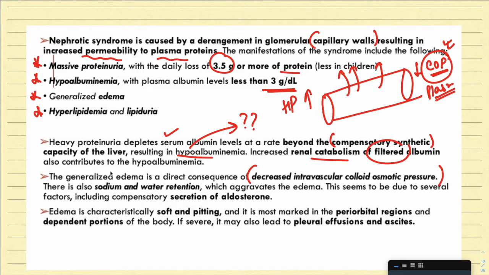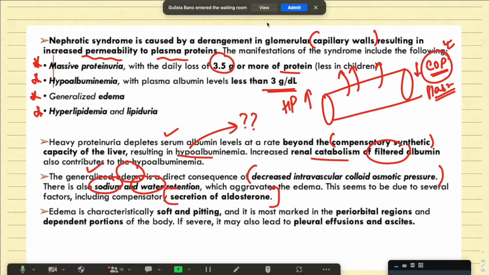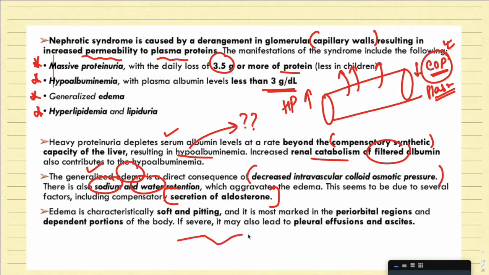So this is basically the cause of generalized edema in nephrotic syndrome, because of a decrease in the intravascular colloid osmotic pressure. Not only that, there is also sodium as well as water retention, which will further aggravate the edema. This sodium and water retention occurs because of several factors, including compensatory excessive secretion of aldosterone. Now if you look at this kind of edema, it is characteristically soft and pitting. That means if you press it, it is going to pit.